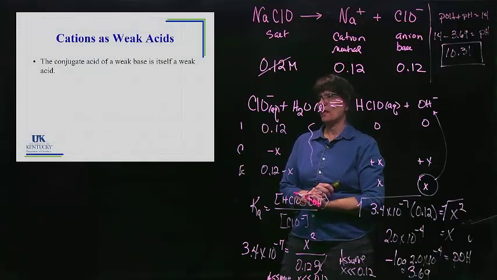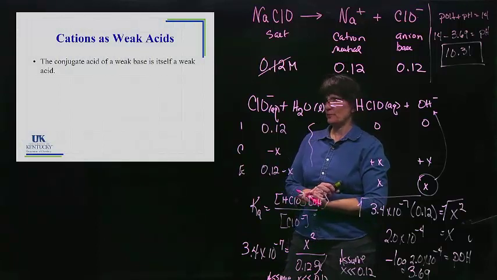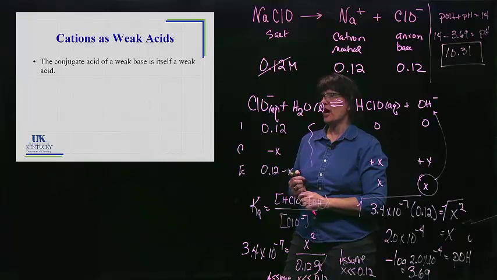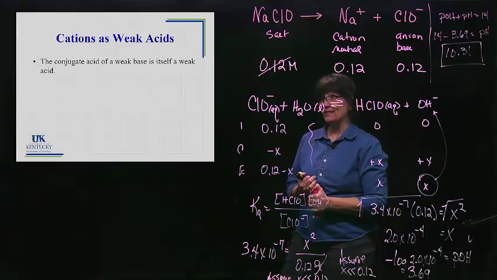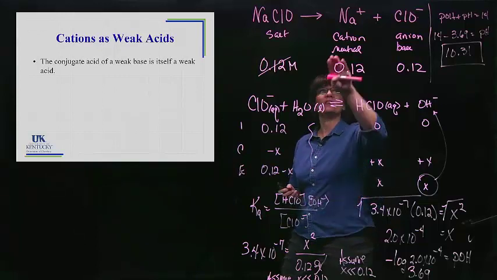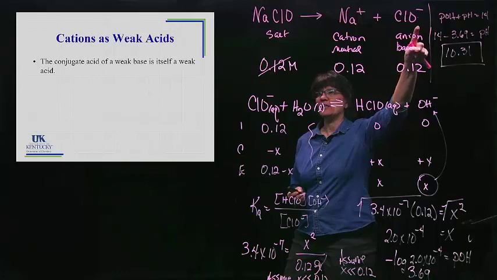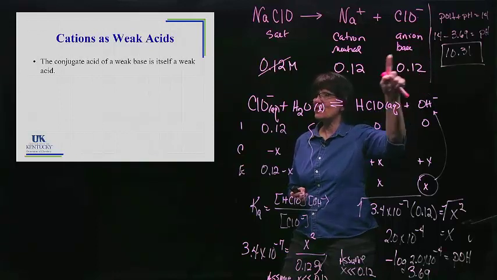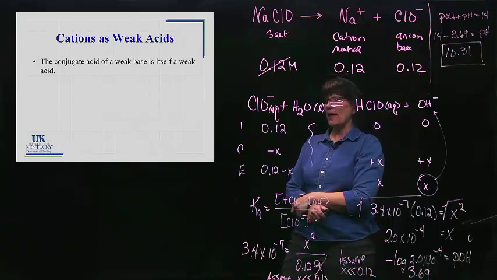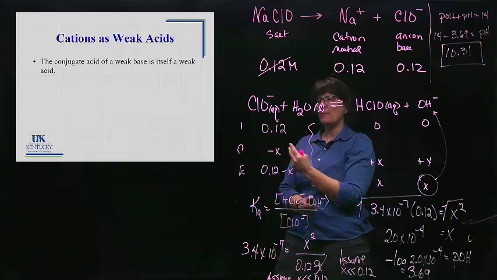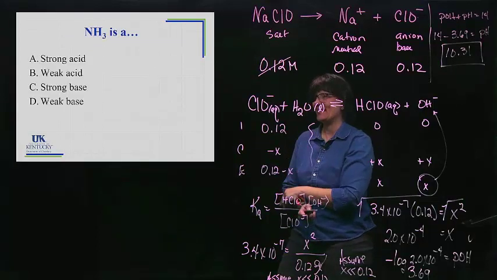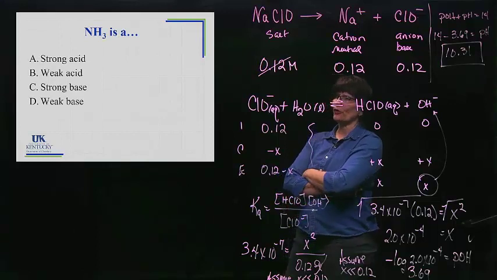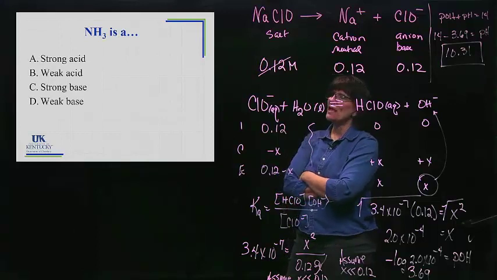Okay, so let us look at another possible scenario here. The conjugate acid of a weak base is itself a weak acid. So we're not going to consider the anions behaving as bases, but we're going to consider a base, its conjugate, its cation being an acid. All right, so let's talk through these few questions here.